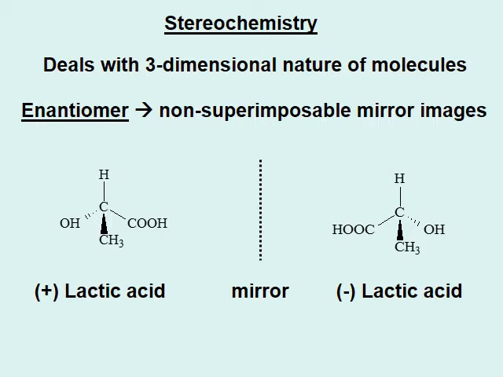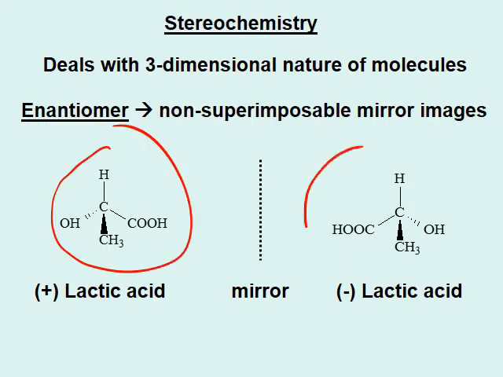Here I'm defining what is called an enantiomer. These are non-superimposable mirror images of each other. If you think about this left-hand side molecule and the right-hand side molecule, COOH on the left-hand side is reflected to COOH on the right side. Hydrogen is reflected to hydrogen through that mirror. The methyl group CH3 is reflected from left to right. OH is also reflected from one side to the other. So these are mirror images of each other, and they are not superimposable.